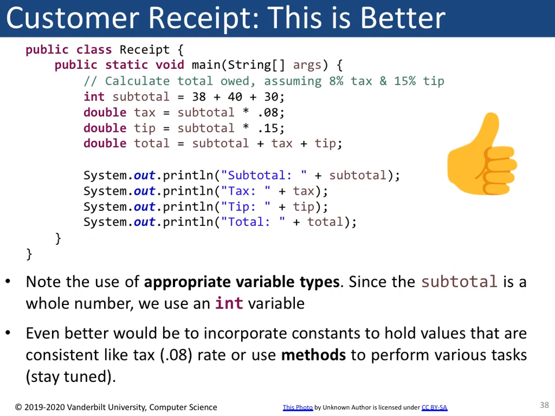A further improvement to this system would be to use class constants to hold values such as the tax rate, which are going to remain consistent and do not vary. So rather than using a literal value 0.08, we could have stored that in a class constant. Or an even further improvement would have been to write methods which would perform the various tasks for us, and this would involve decomposing and then writing reusable sections of code. Stay tuned for that in a later lecture.